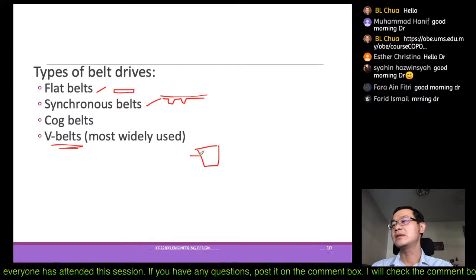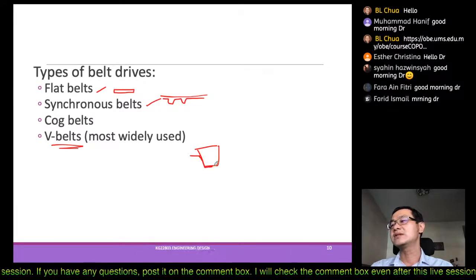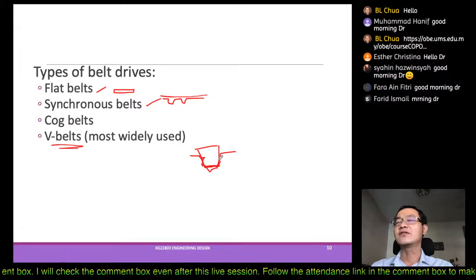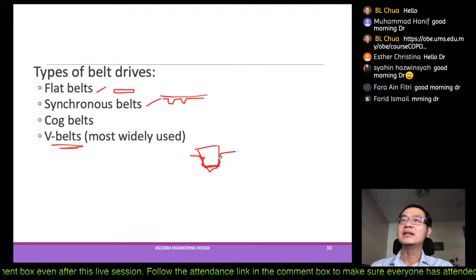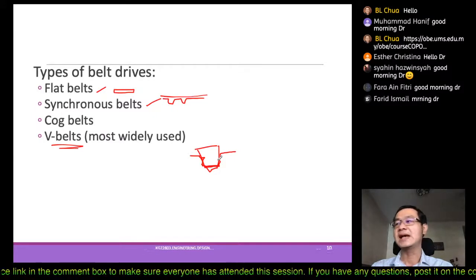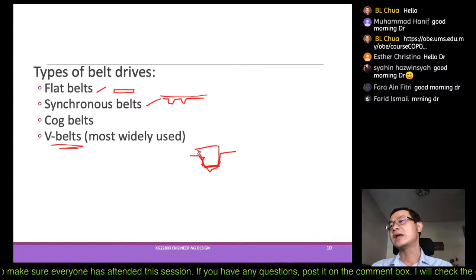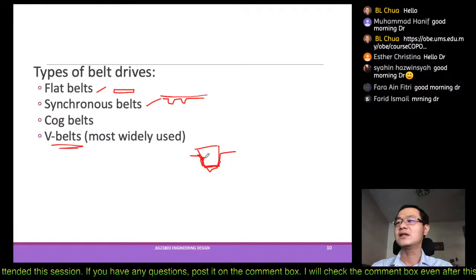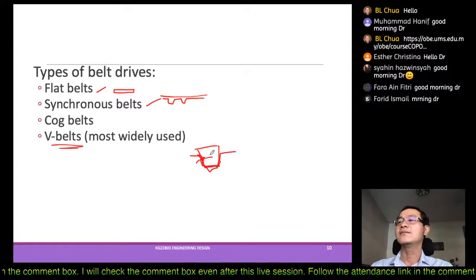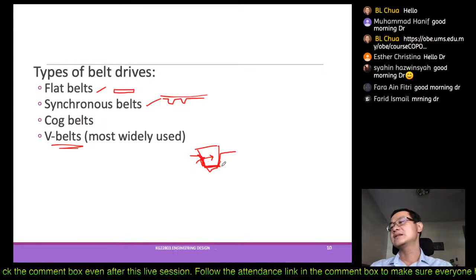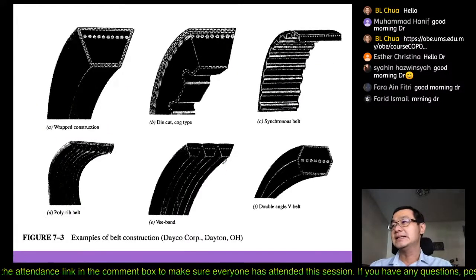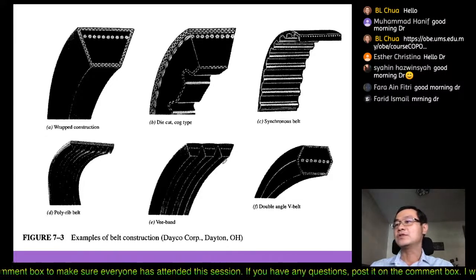The idea of this V belt is that we need to increase the contact surface, because this contact surface is the one that moves, or transmits, power from one end to the other through these frictions. So if there is a slippage with this surface, then the power is not properly transmitted by the belt. Therefore this contact area is important. So these are the examples of the belt constructions.